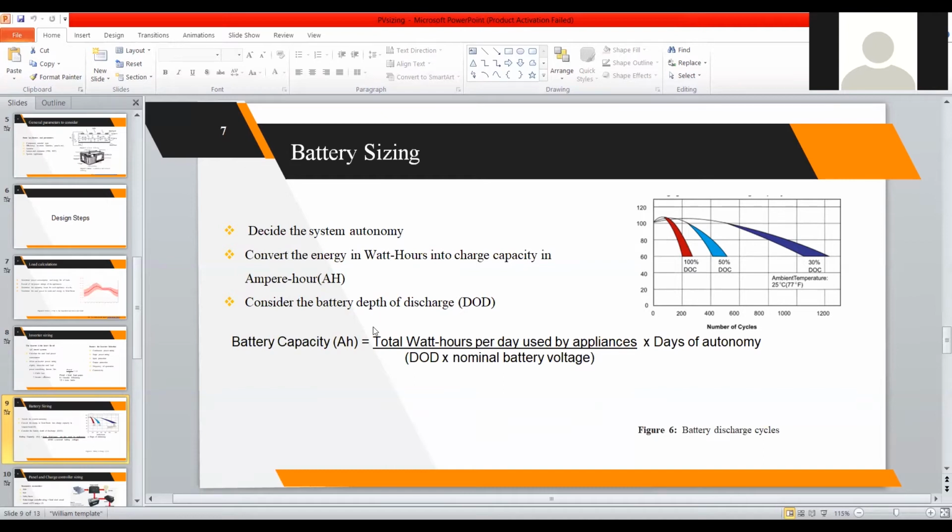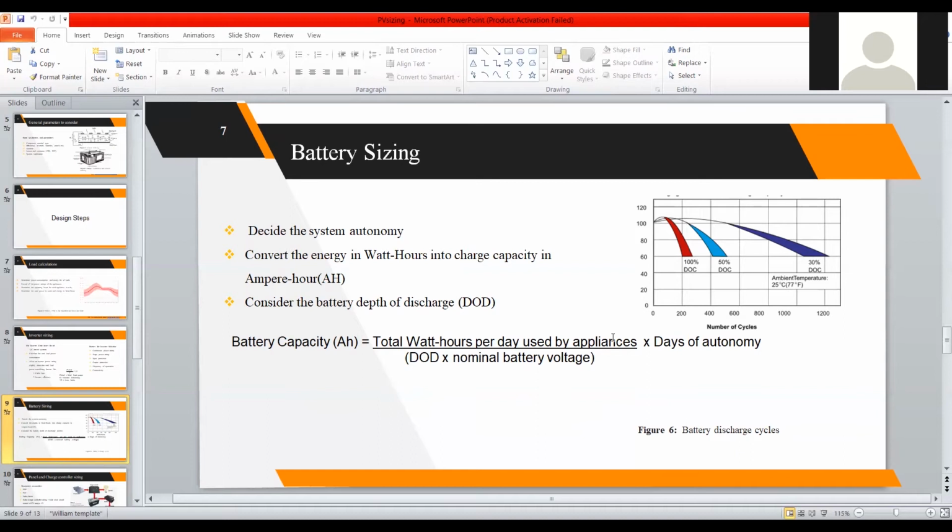That's autonomy. So you need to decide the autonomy of the system, and then for us now to find the capacity of the batteries in terms of ampere hour. So basically, you want to convert the energy that you initially calculated into ampere hours. Then we do that using the formula here.